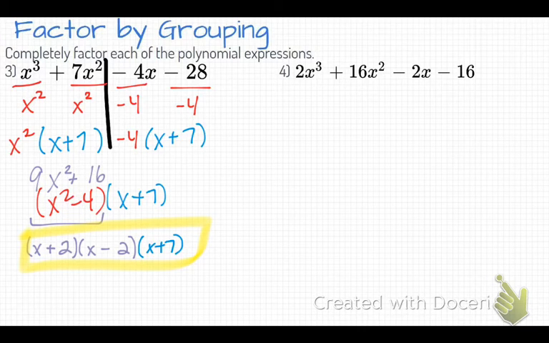So if it was 9x squared plus 16, you would just leave it like that, and that would be your answer, or that would be one of your factors, okay? But this one could be factored, so I have x plus 2, x minus 2, x plus 7, and you can write those three factors in any order, okay? Now on number 4, what's my first step?